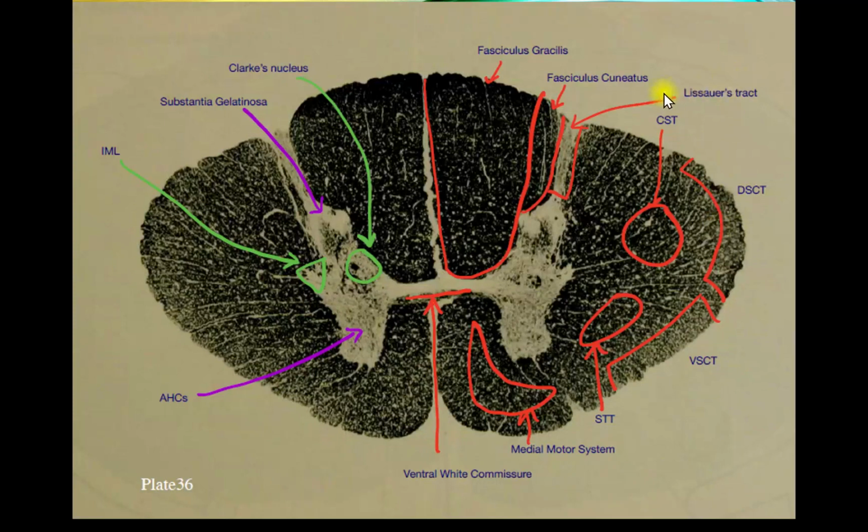Okay, so again, sensory information for pain and temperature, it's going to ascend a little bit in Lissauer's tract, synapse in the substantia gelatinosa, and then cross over in the ventral white commissure out to the spinothalamic tract, which I have labeled over here. Okay, so here in the thoracic cord, we're going to see both the dorsal and the ventral spinocerebellar tract, and we can still see the medial motor system here.